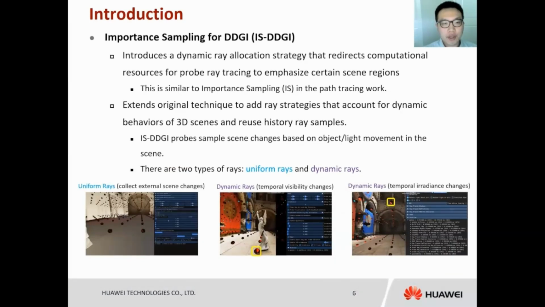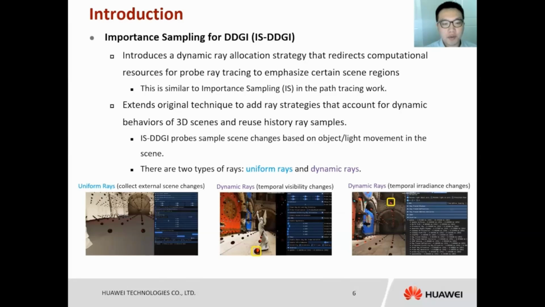We introduce importance sampling for DDGI, or ISDDGI, with a dynamic ray allocation strategy that redirects computational resources for probe ray tracing to emphasize certain scene regions, similar to importance sampling in path tracing work. We extend the original technique to add ray strategies that account for dynamic behaviors of the 3D scenes and reuse history ray samples. ISDDGI probes sample scene changes based on light and object movements.